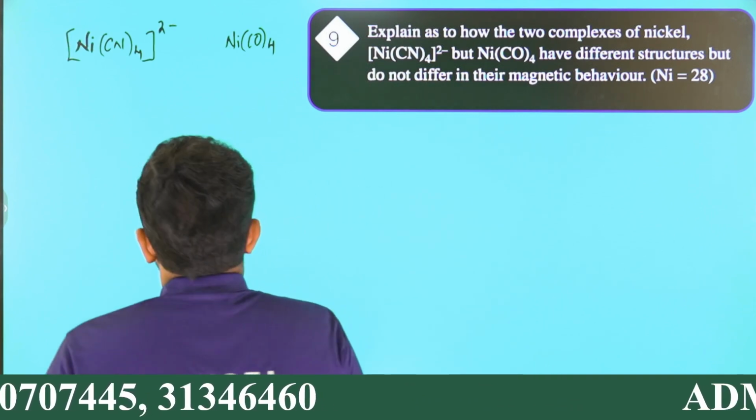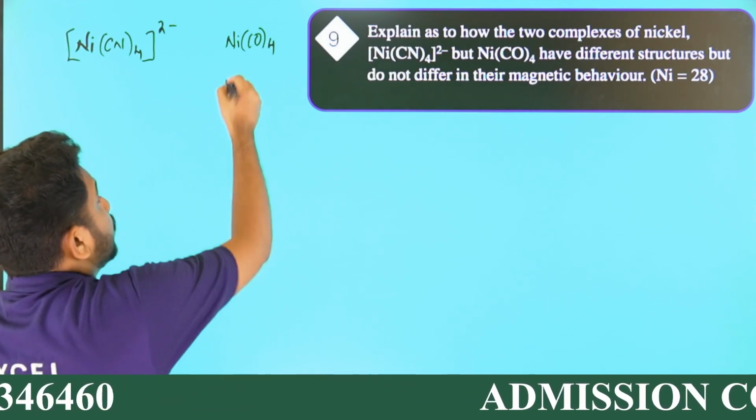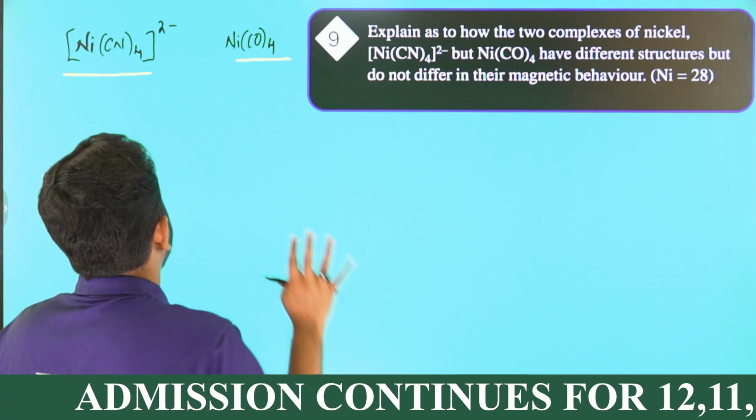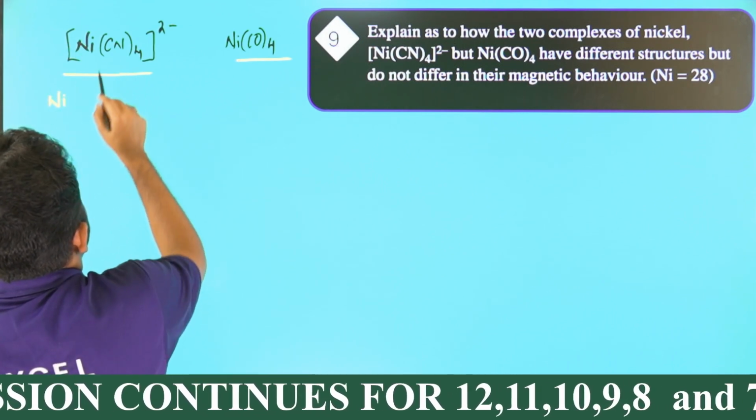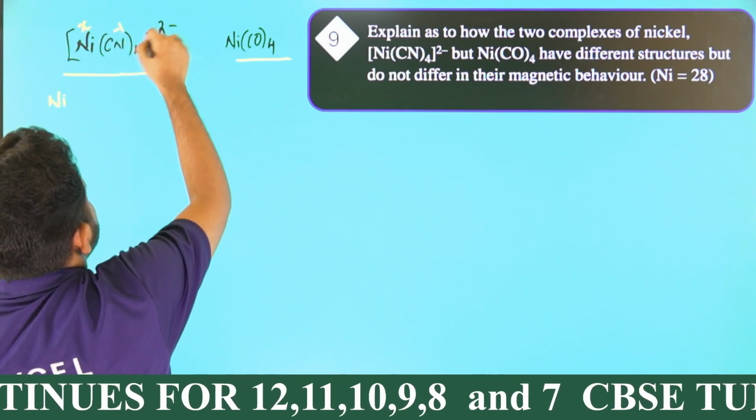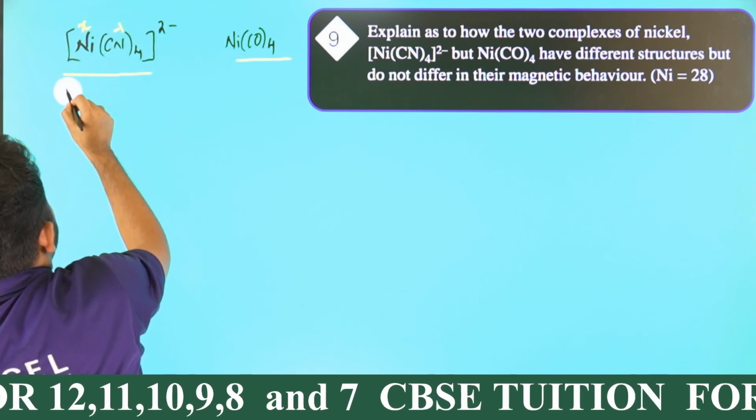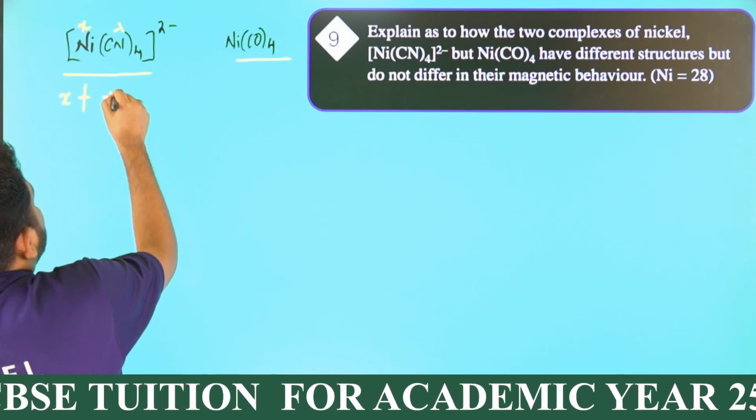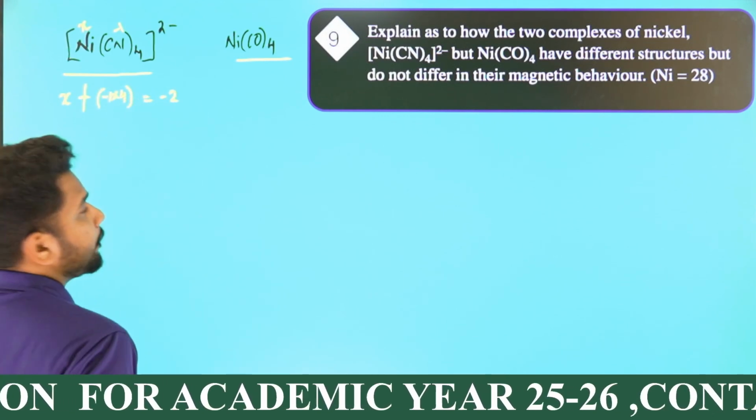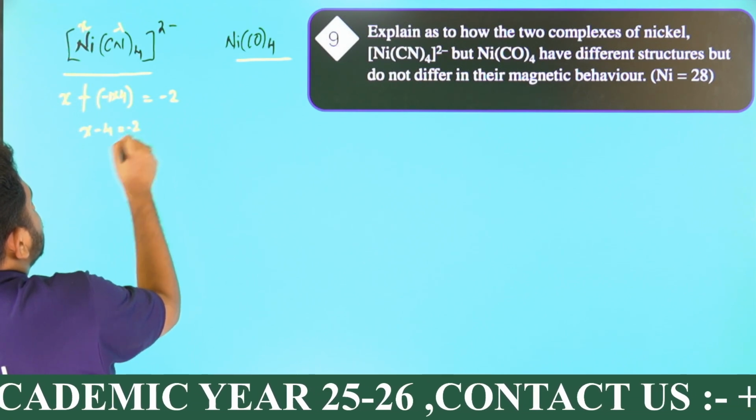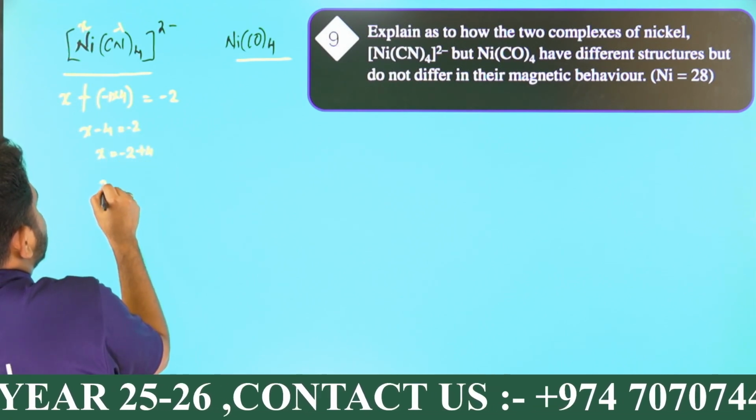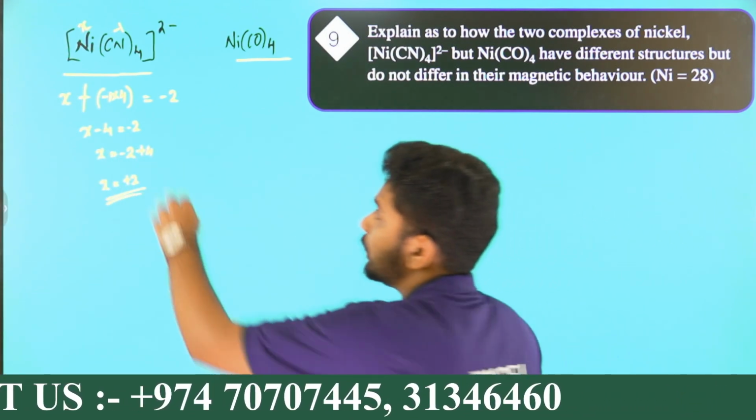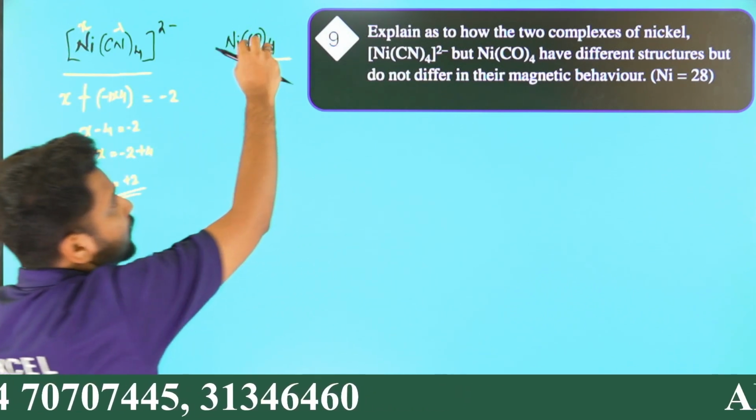How can we find this? The same steps you need to follow. For nickel, first you have to find the oxidation state. For the first, the oxidation state of nickel is x, and CN is -1, so x plus -1 into 4 equals -2. So x minus 4 equals -2, x equals -2 plus 4, so x is equal to plus 2. You got it? This is the oxidation state of nickel in this compound.